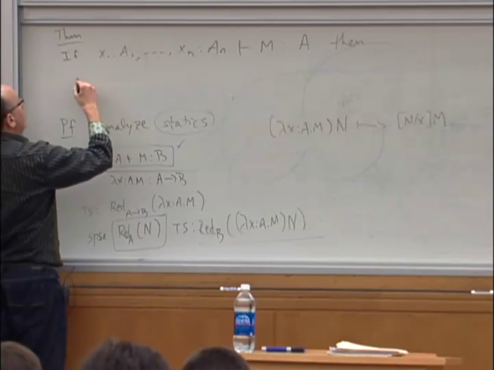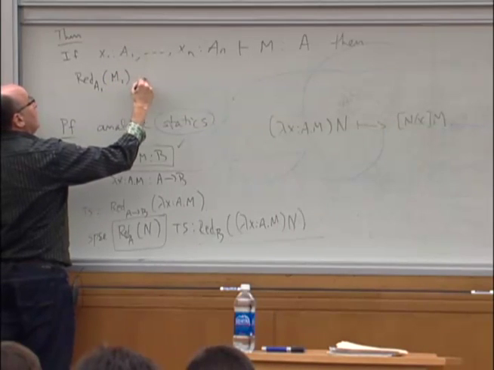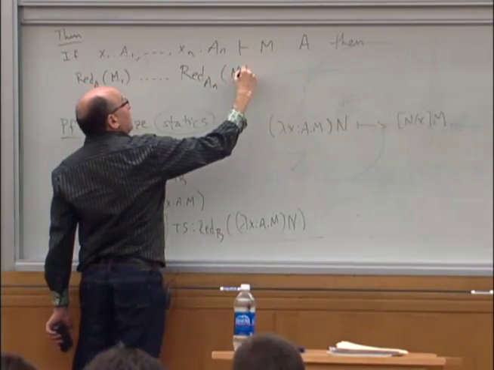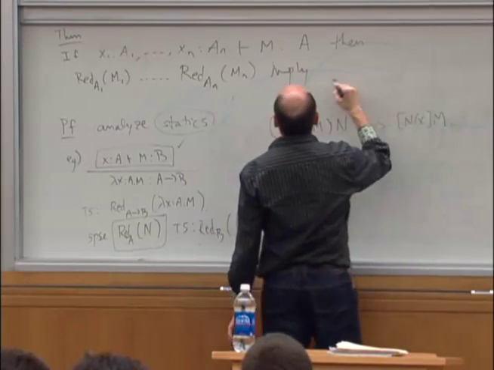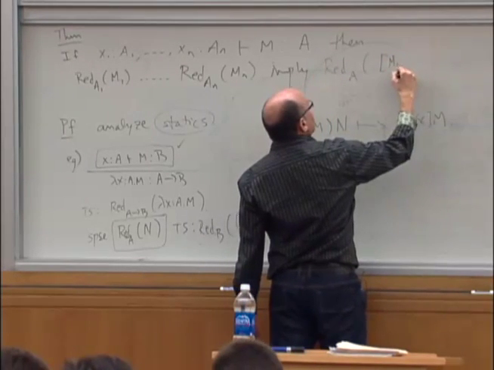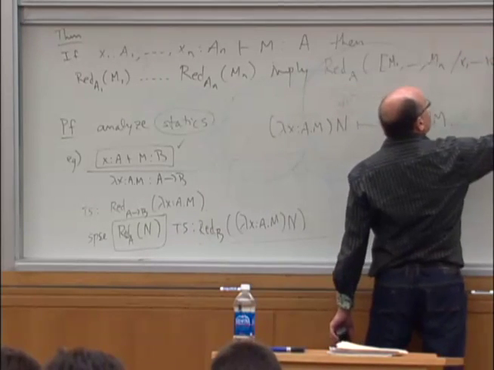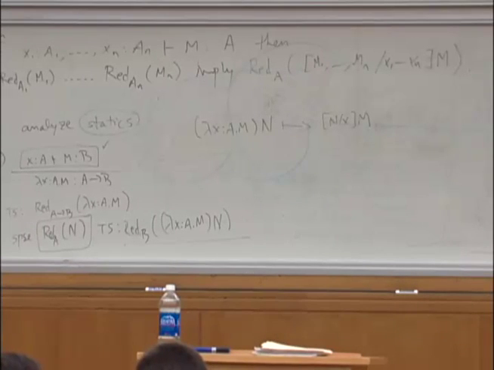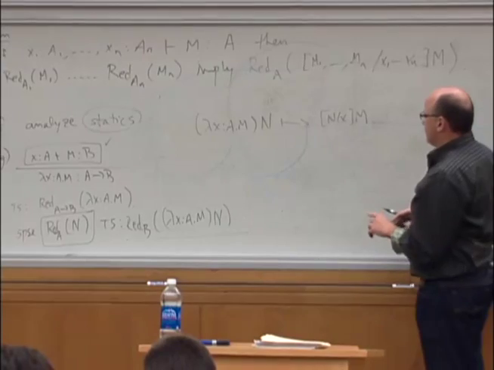So I'm going to say that reducibility at A1 of M1 and reducibility at An of Mn, those things together imply the reducibility at A of M1 through Mn substituted in M. This is the theorem that I'm going to prove. Why is that good? Well, the reason is, we're almost done.